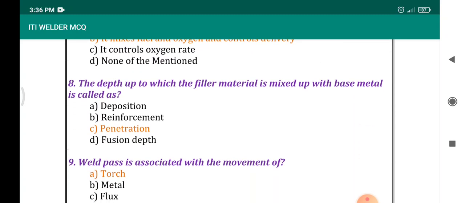The depth up to which the filler material is mixed with the base metal is known as. That is, during the welding operation, the depth to which the molten base metal and the filler material are mixed is known as the penetration of the weld.